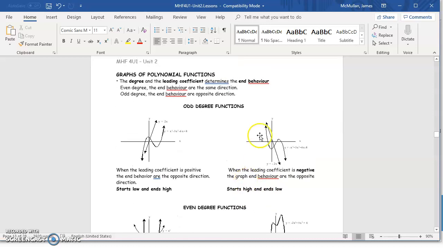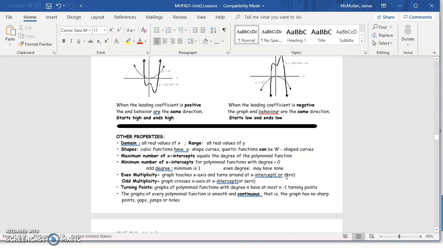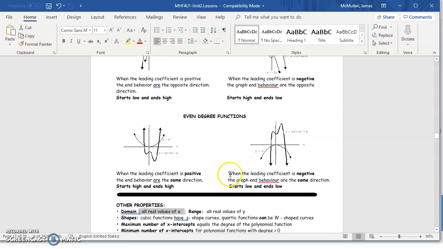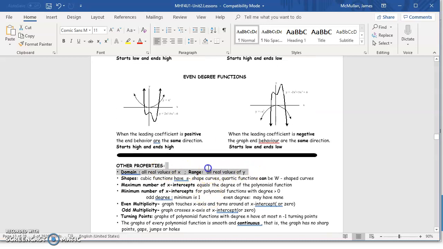As you're doing this work, you might want to have that page open so you can look through it. Again, all real numbers are going to be your domain every single time. There are no limitations. The range, though, is an error. We need to change this. It says all real values of y. For odd functions, yes, that's true, but not for even functions.